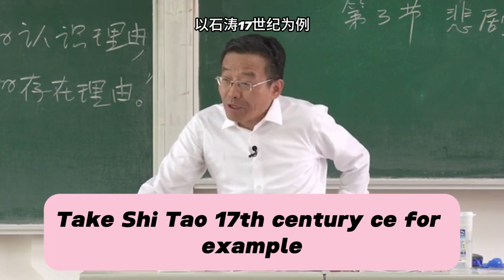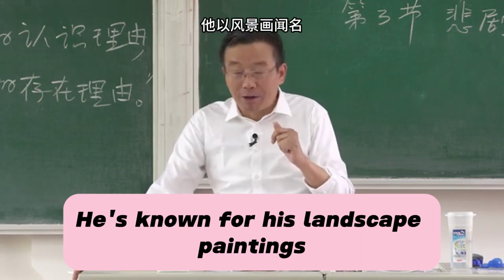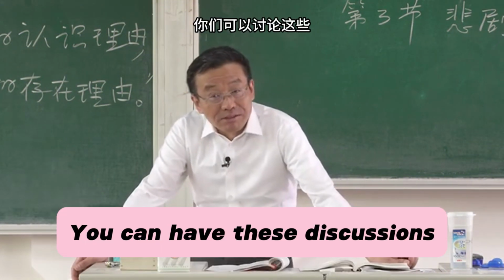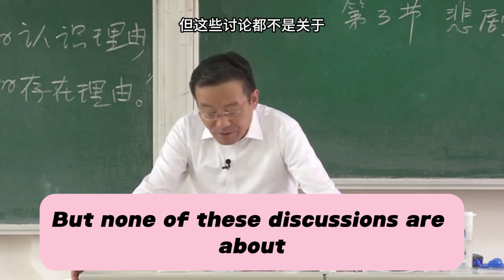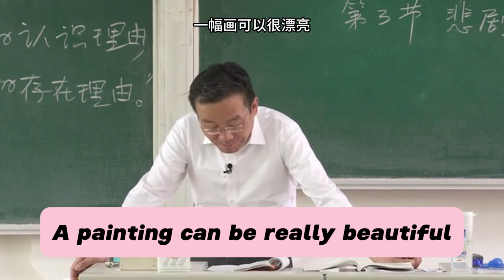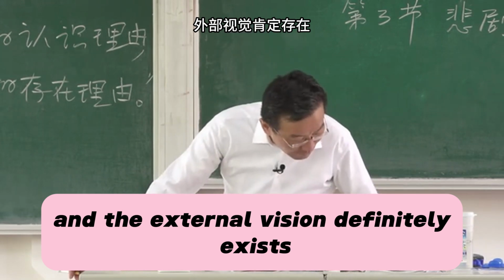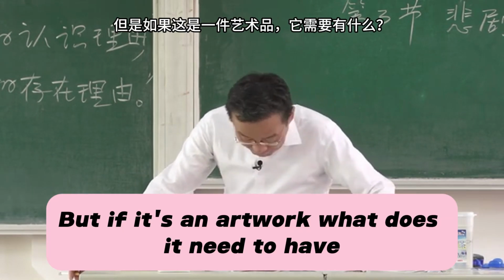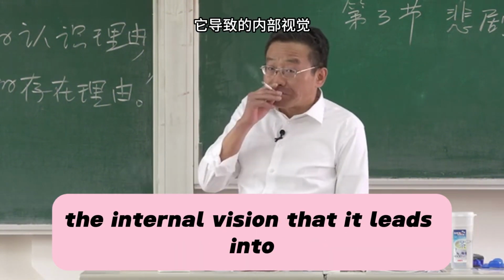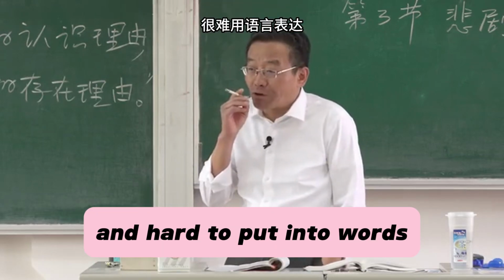Take Chertau, 17th century CE, for example. He's known for his landscape paintings. How did Chertau paint the mountains in his works? You can have these discussions. But none of these discussions are about the existence of the artwork as an artwork. A painting can be really beautiful, and the mountains can be super realistic, and the external vision definitely exists. But if it's an artwork, what does it need to have? It needs to have what's guided by its external vision, the internal vision that it leads into. This is something pretty mysterious and hard to put into words.